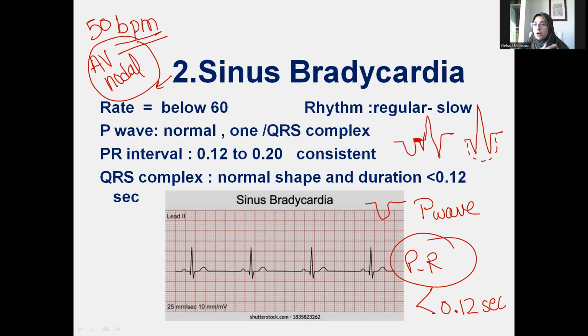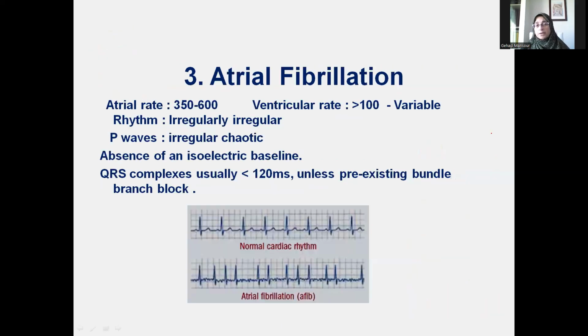Of course, this is a higher level of difficulty that you're not supposed to know. All you have to know is that the main difference between sinus bradycardia and AV nodal rhythm is that an AV nodal rhythm has an inverted P wave and a very short PR segment.